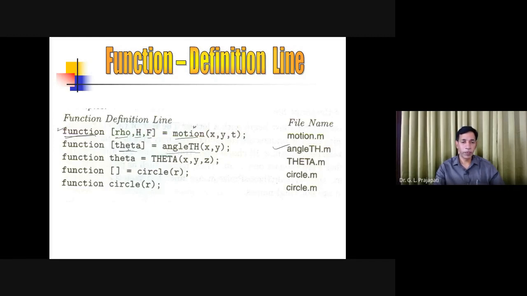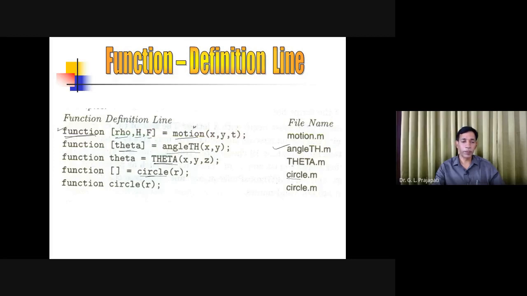If you are going to return only one value, then you don't need to include it in square brackets. Just mention the variable name, theta, and this will be saved as theta.m. Here possibly you can also have it empty. If there is no argument, meaning the variable name is empty, you can do like this. You are not going to return anything, and this is circle.m, here is circle.